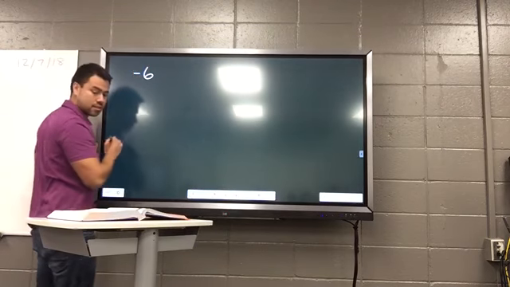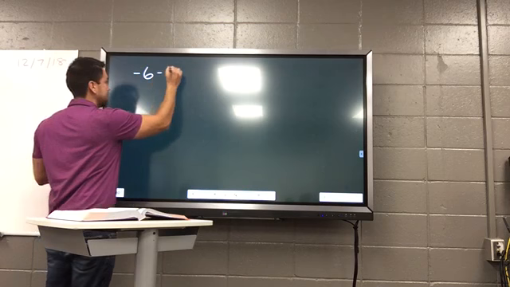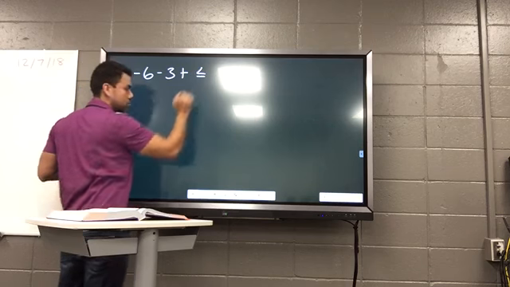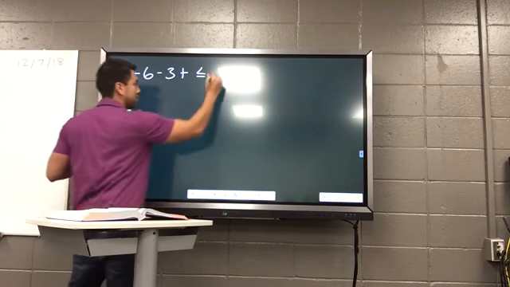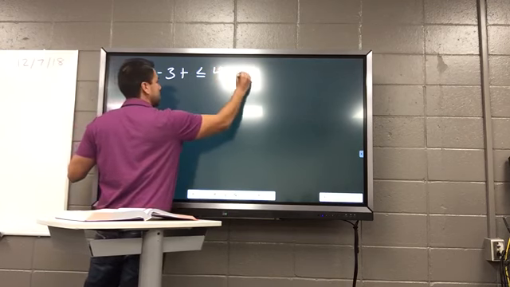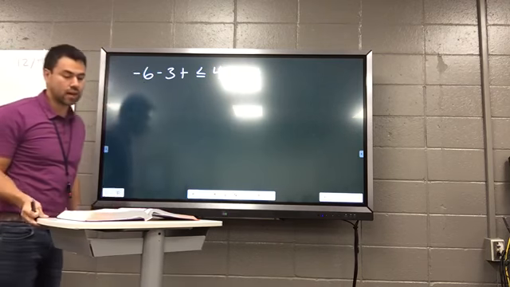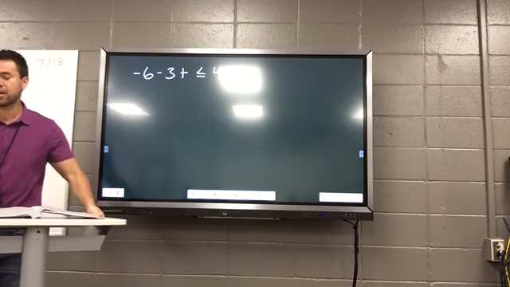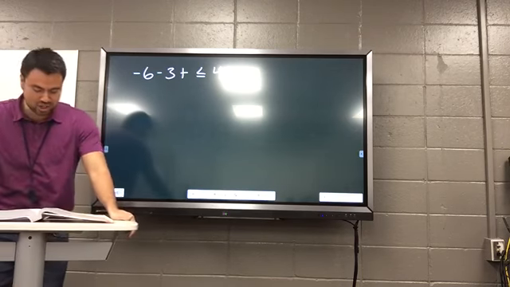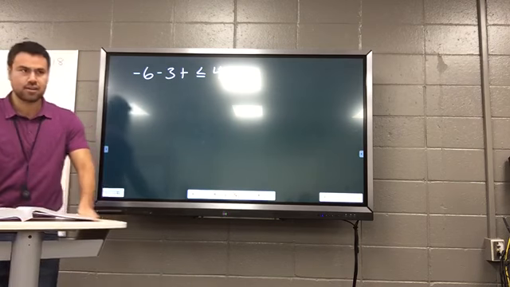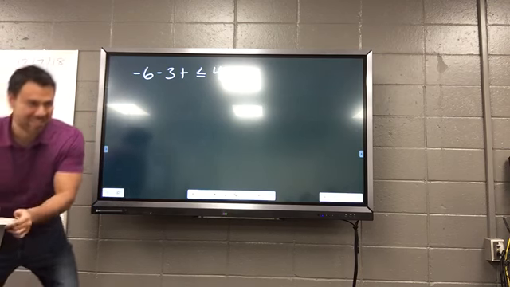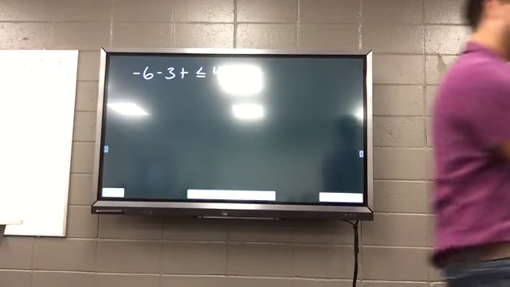Negative 6 minus 3t, very similar to the one we just did, is less than or equal to 4t plus 8. You get one shot and it has to be perfect with your graph. I want the graph as your answer, and you have time to check it, so please check it. You may begin.